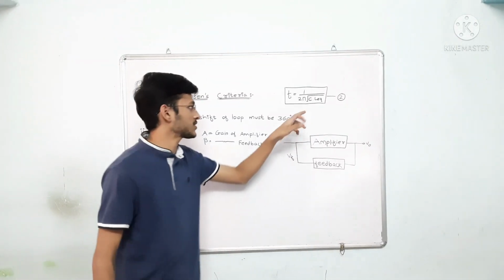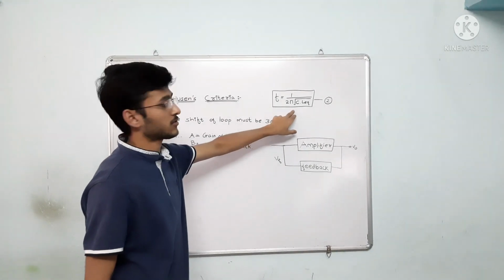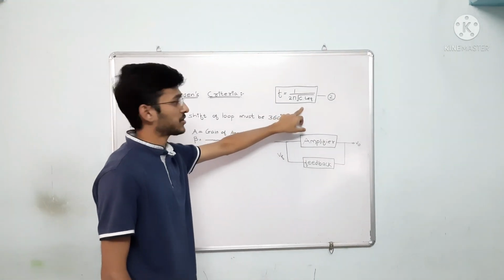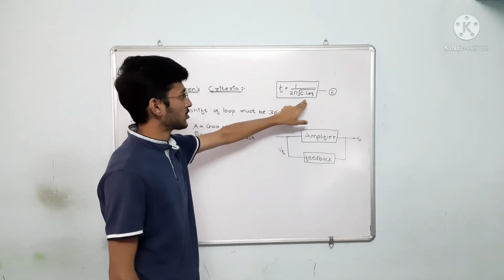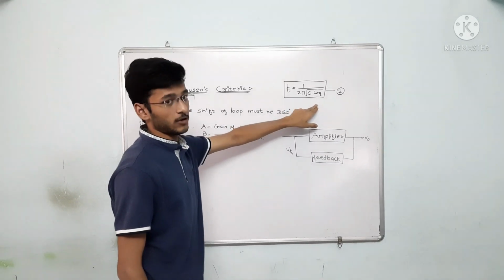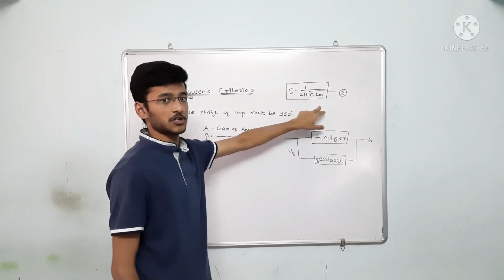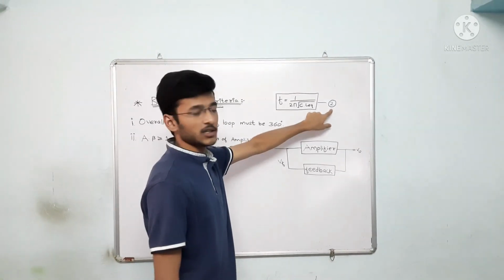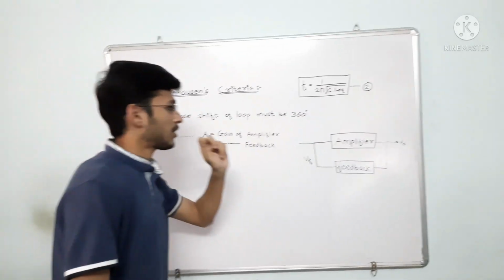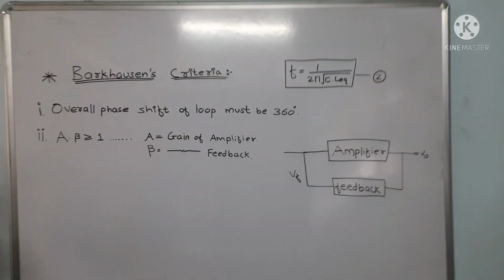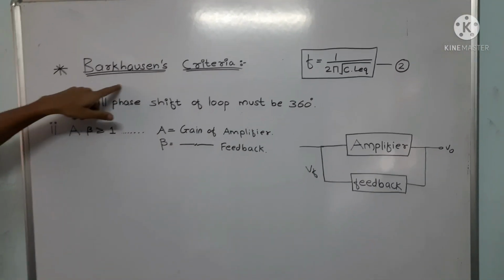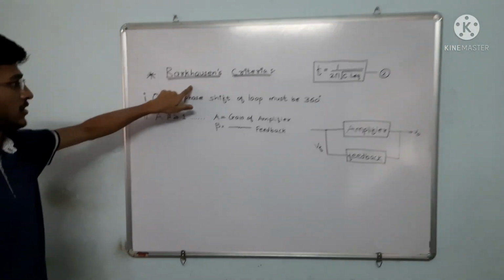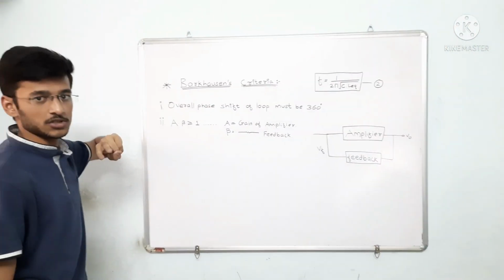So just now we have seen the equation of the frequency for the Hartley oscillator, that is f is equal to 1 upon 2 pi under root C dot L equivalent, where L equivalent is the series combination of two inductors, that is L1 and L2, and we have marked it as equation number 2. So now we are going to move towards our final point for the Hartley oscillator, and it is known as Barkhausen criteria.